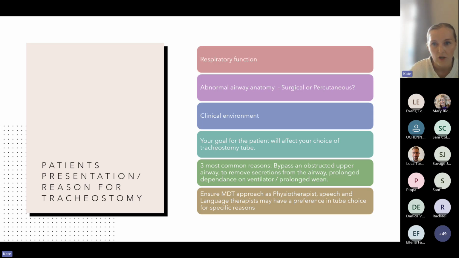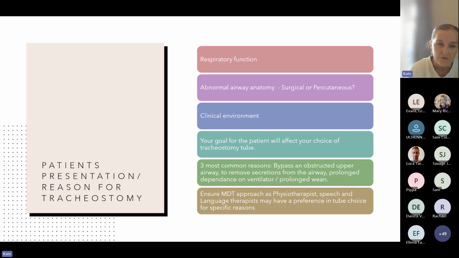Think about your clinical environment. Every tracheostomy is chosen based on the environment that we are in. So we may choose to have a cuffed trachea, but a patient in the community may choose to have an uncuffed trachea. A long-term trachea may be uncuffed. So just think about where you are and why. And I go into this in a little bit more detail a little bit further along.